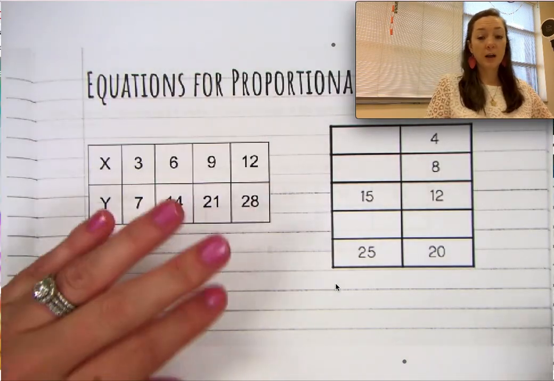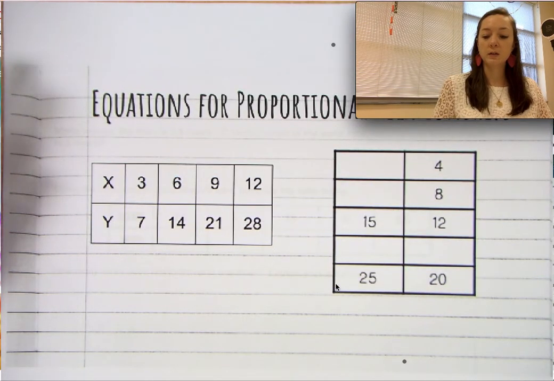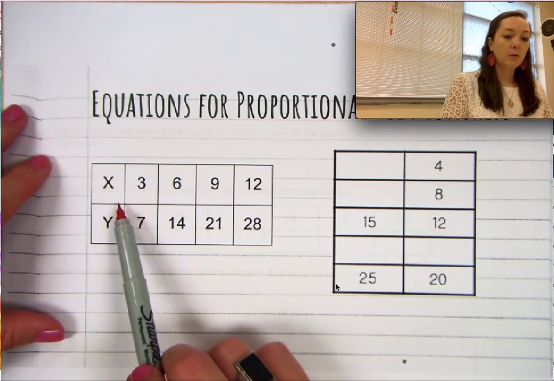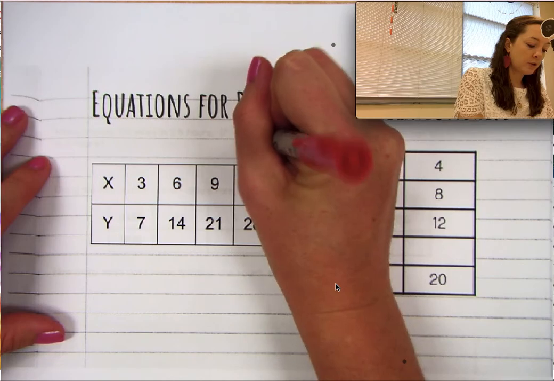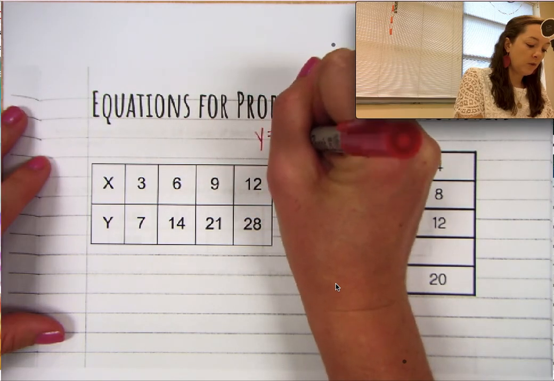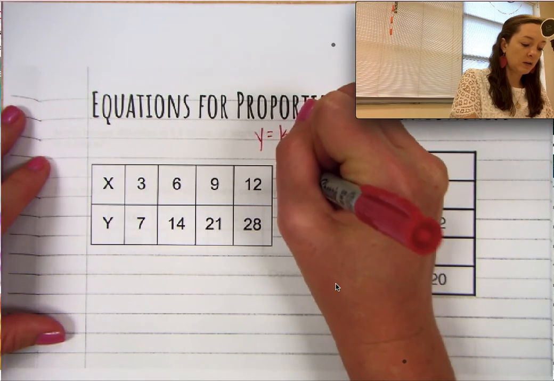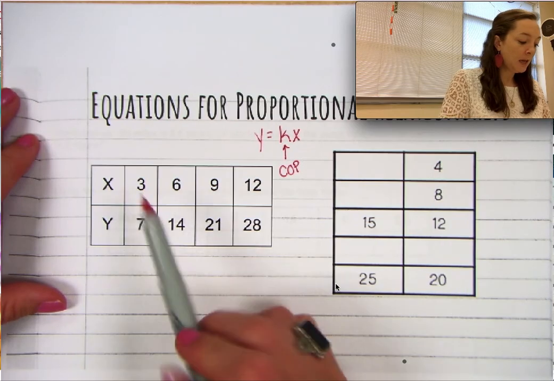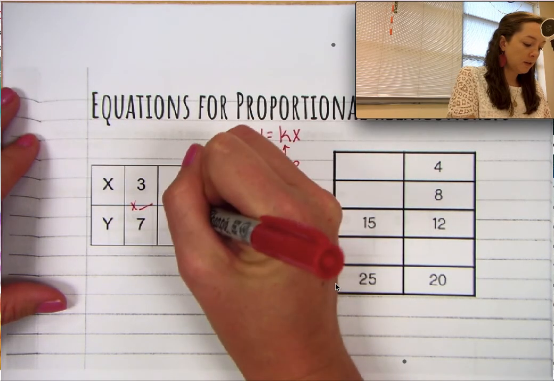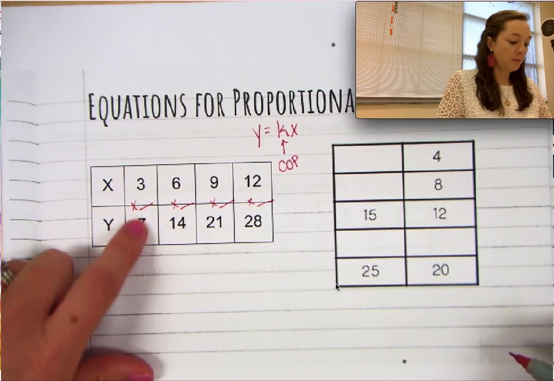So let's just practice these two questions really quick and then we'll move on to our new material. So I've got this table, I've got a y and an x, and I want to make sure I write an equation in the form y equals k times x, and k is our constant of proportionality. So I need to figure out what my constant of proportionality is. What am I multiplying by to go from x to y?